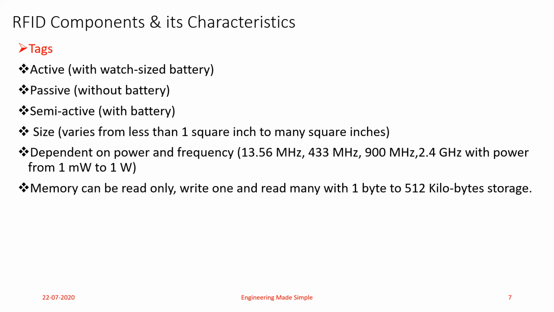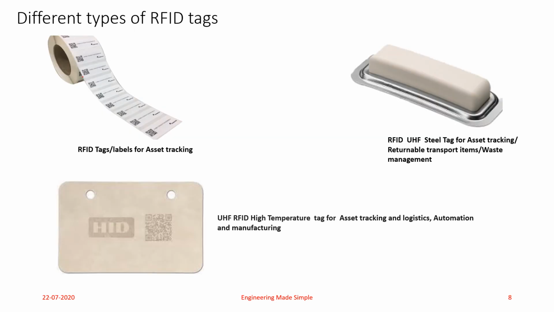Now next, these are the different types of RFID tags. The first one shows the RFID tags or labels for asset tracking. Second one is an RFID tag which works in the ultra high frequency range for asset tracking, returnable transport items, and waste management. And the third one which you see at the bottom of the screen is also a UHF, that is ultra high frequency, RFID temperature tag, which withstands higher temperatures and can be used in high temperature environments for asset tracking and logistics and automation and manufacturing.